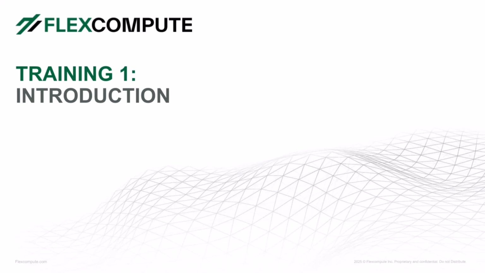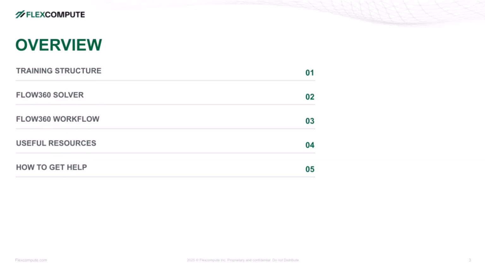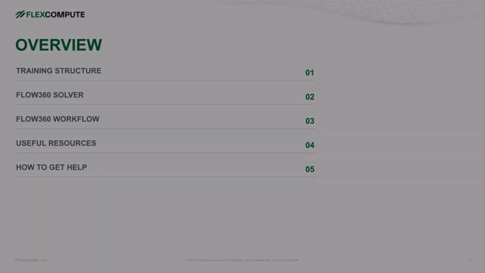With that, let's jump into part one of our training, the introduction. For today's introduction training, we'll cover 5 things. First, the training structure and a high-level outline of what is covered in each session. Second, an overview of the Flow360 solver. Third, the end-to-end workflow using Flow360. Fourth, useful resources to help you with your onboarding. And last but not least, where and how to get help.